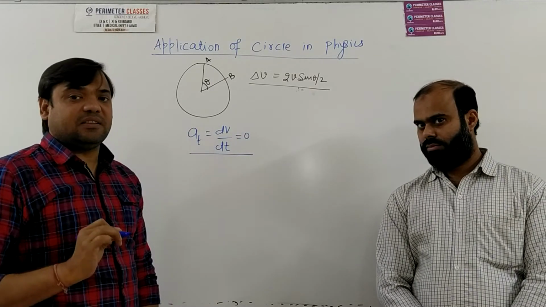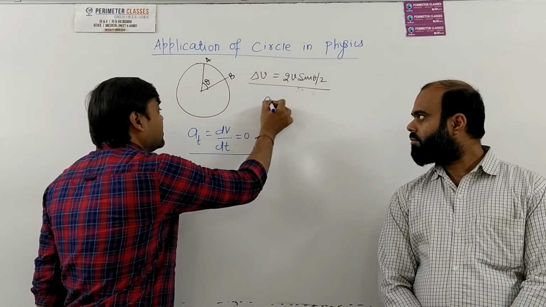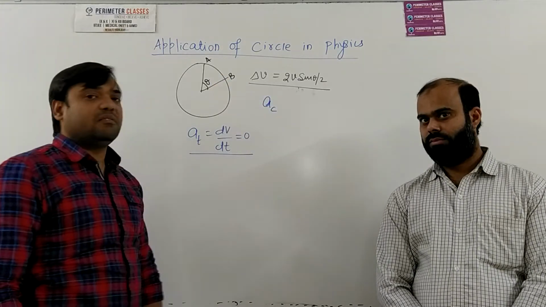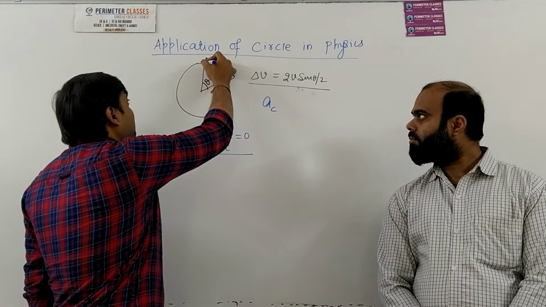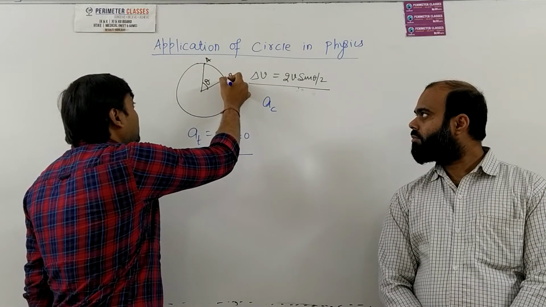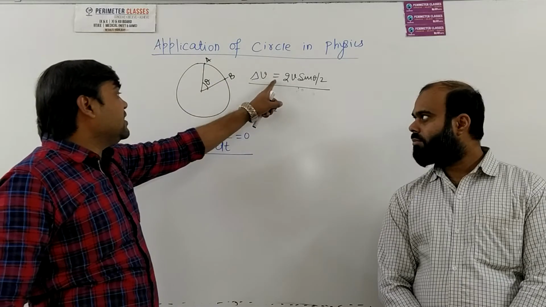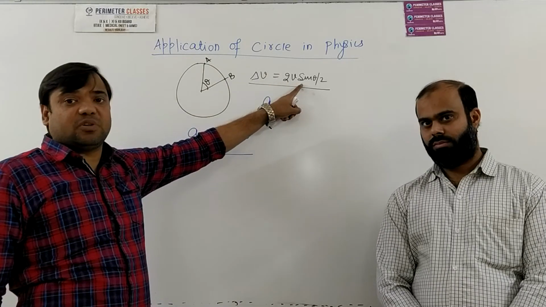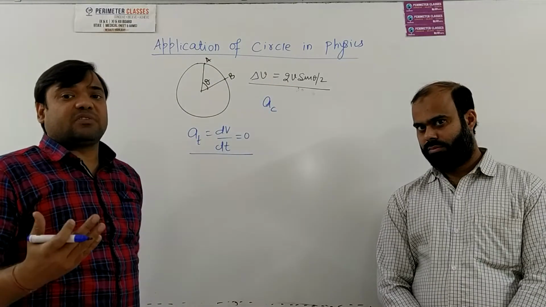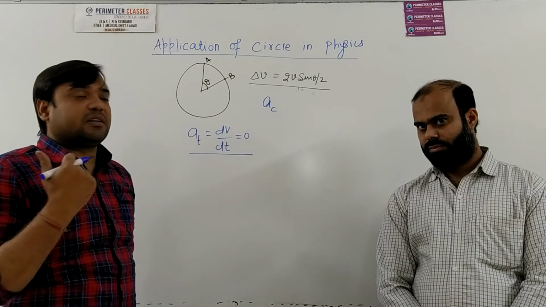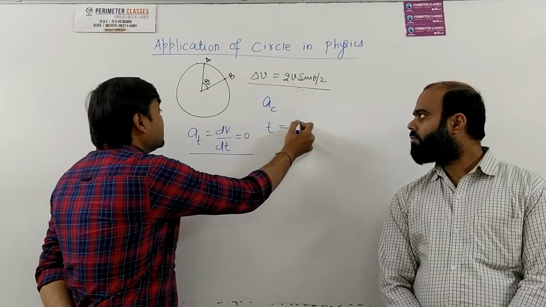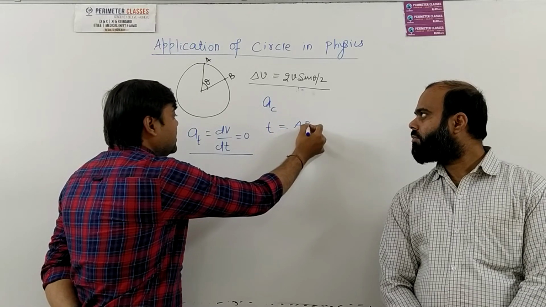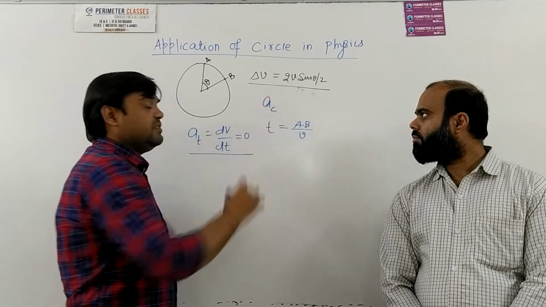The only acceleration in this case will be the centripetal or radial acceleration, which I am going to discuss here. Now, when the particle moves from point A to point B, the change in velocity is given by this formula. What is the amount of time taken by this particle during motion from A to B? So time taken is simply distance covered, that is AB, upon the speed, that is V here.